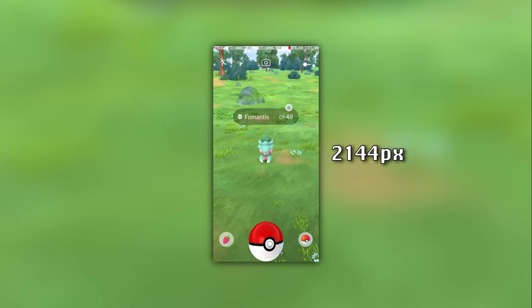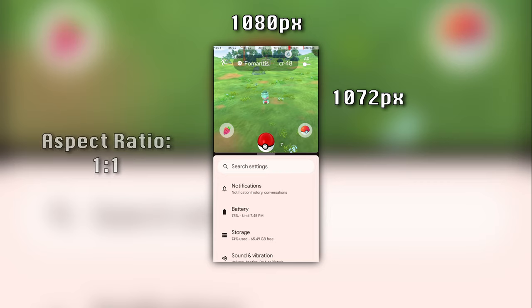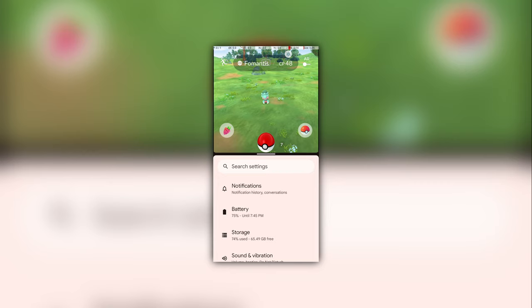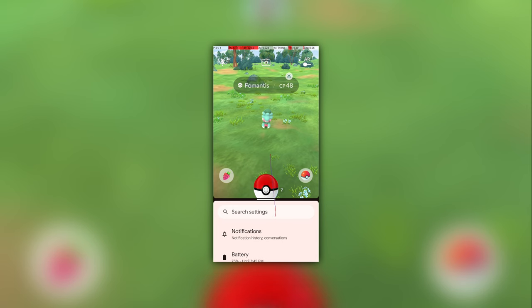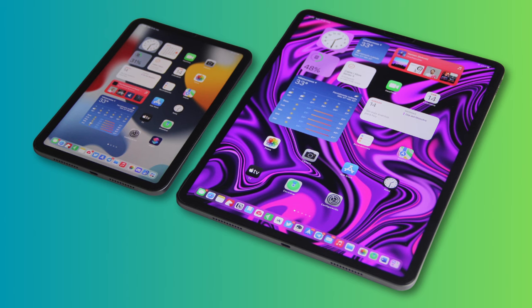I use an Android Pixel 6, and my normal Pokemon Go playable area is 2144 by 1080 pixels. This is an aspect ratio of about 2 to 1. With split screen enabled, this playable area becomes 1072 by 1080, with an aspect ratio of about 1 to 1, a square. With the split screen dragged down, the playable area becomes 1524 by 1080 pixels, with an aspect ratio between 3 to 2 and 4 to 3, which is somewhere between an iPad mini and an iPad Pro.